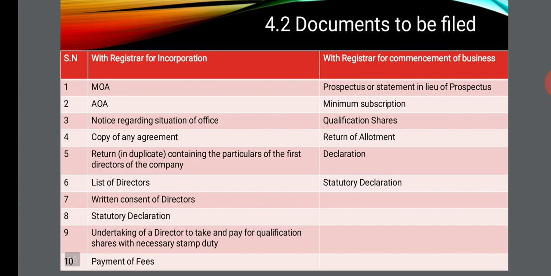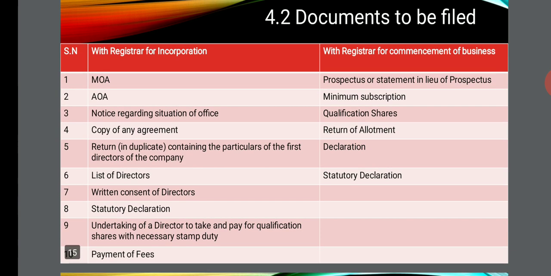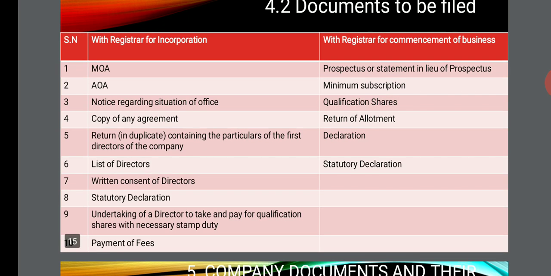Documents to be filed with the registrar of the company: MOA, AOA, notice regarding the situation of the office, a copy of any agreement, a return in duplicate containing the particulars of the first directors of the company, a list of directors, the written consent of directors, a statutory declaration, and an undertaking of a director to take and pay for qualification shares, with necessary stamp duty and payment of fees. So these are the documents to be deposited with the registrar for incorporation.